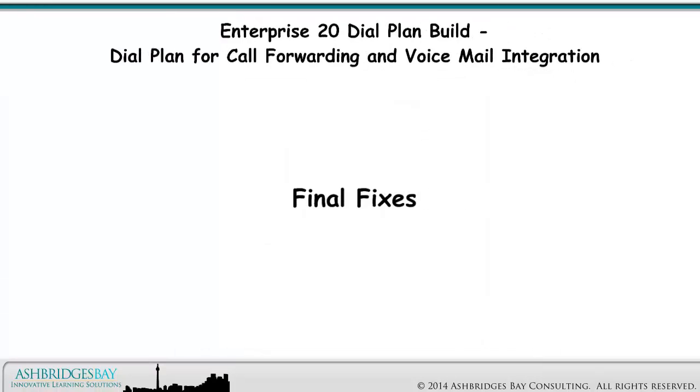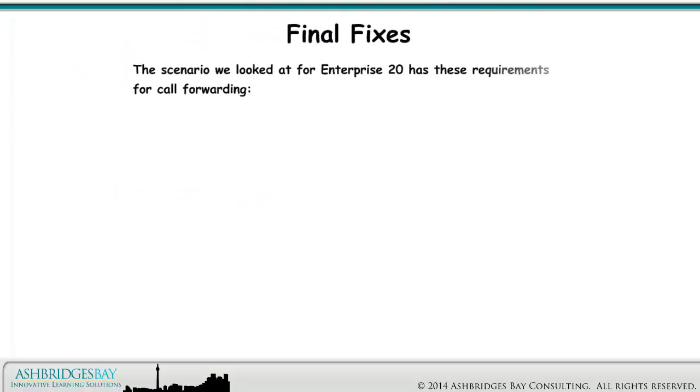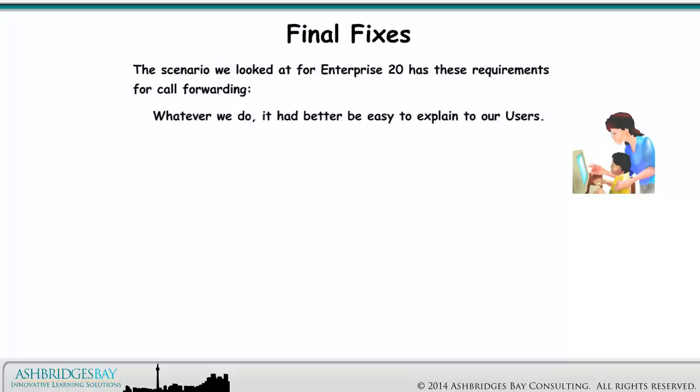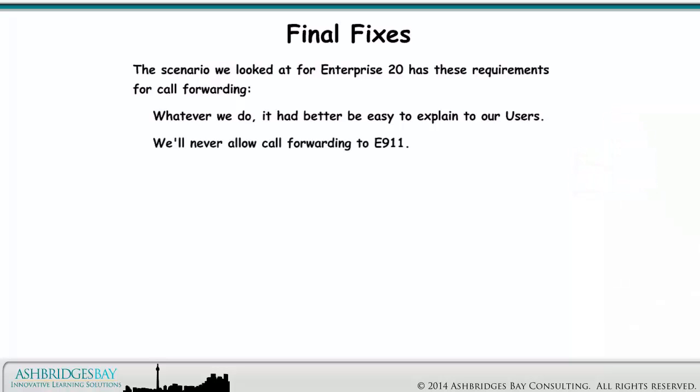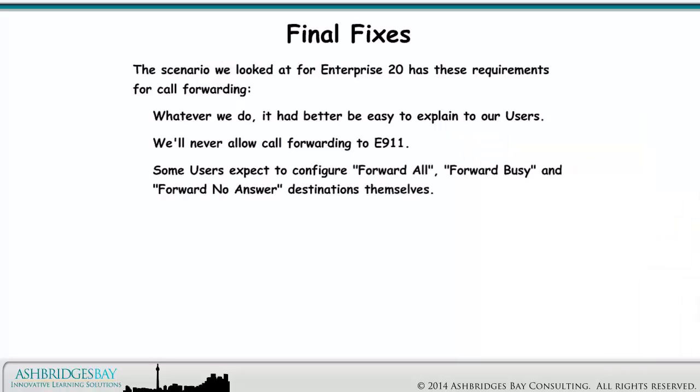Let's look at the final fixes for our call forwarding dial plan. The scenario we looked at for Enterprise 20 has these requirements for call forwarding. Whatever we do, it had better be easy to explain to our users. We'll never allow call forwarding to E911. Some users expect to configure forward all, forward busy, and forward no answer destinations themselves. We will allow call forwarding to local numbers in all cases.